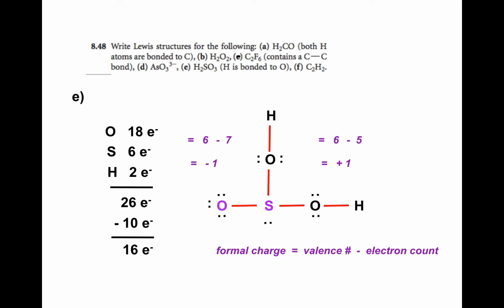When it's a neutral molecule, the sum of the formal charges has to equal the charge on the molecule. So if you have a -1 somewhere in there, you have to have a +1 to cancel it if it's a neutral molecule. So this would be the complete Lewis dot structure for sulfurous acid.